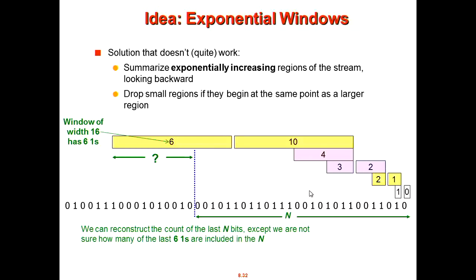But anyway, you still see some ideas, right? If you keep some information like this, you are still able to answer the question approximately. The only problem is that we do not know where the 6 ones appear. This part or this part, we are not able to know.